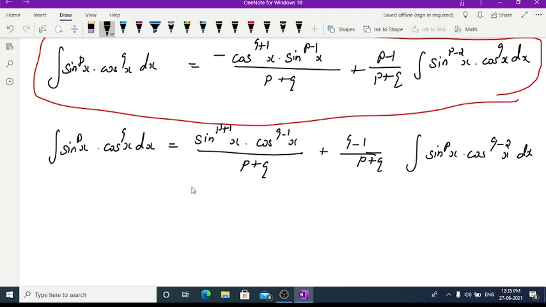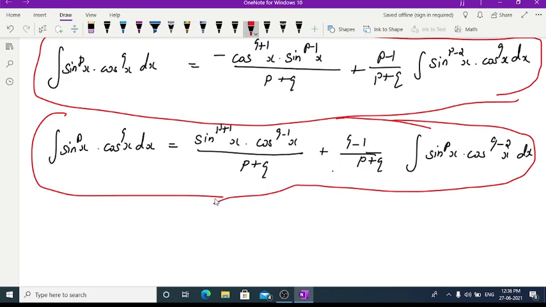Compare these two. Integral sine raised to p x into cos raised to q x dx is also equal to sine raised to p plus 1 x into cos raised to q minus 1 x divided by (p plus q), plus, instead of p minus 1, (q minus 1) divided by (p plus q), integral sine raised to p x into cos raised to q minus 2 x dx. These two are reduction formulas for integral sine raised to p x into cos raised to q x dx.